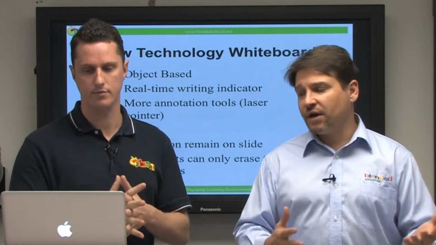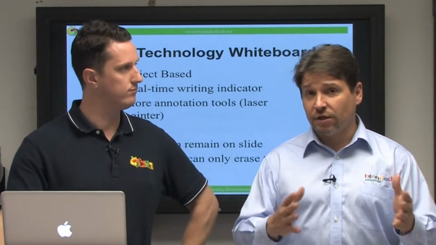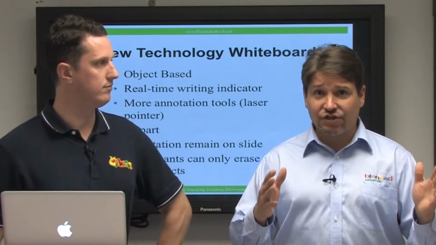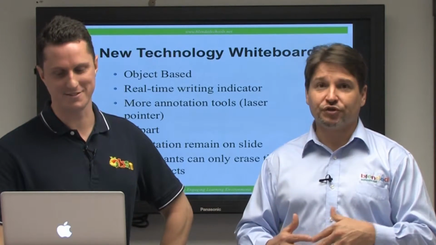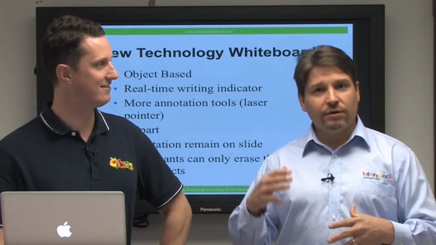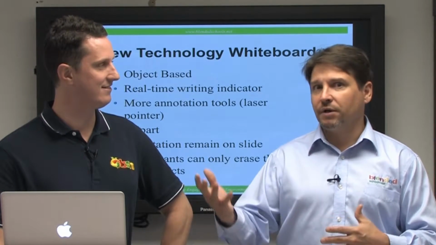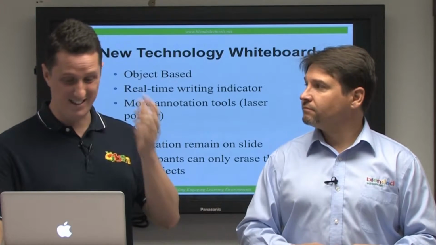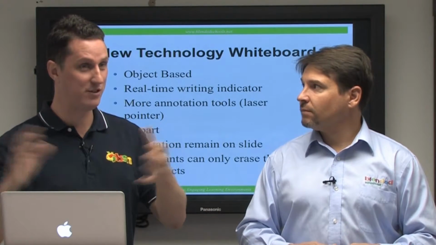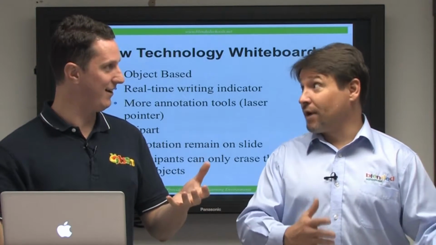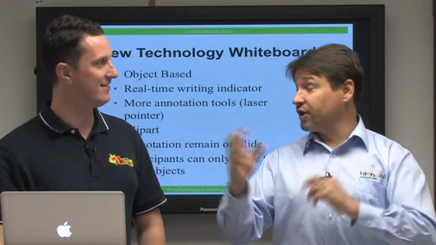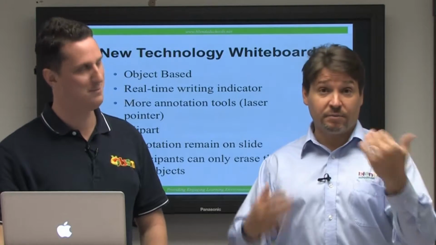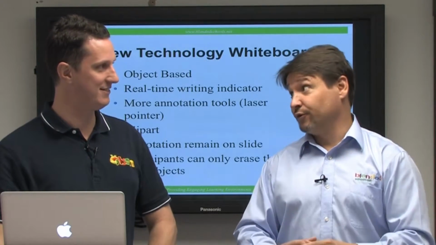And then the last and final one that we have here as far as the new technology on the whiteboard is participants can actually erase only their own objects that they put on the board. So if I put something on the board and Mark put something on the board, I can't go in and erase Mark's. Well, and also in Wimba Classroom it just erases everything. Well, you only had to erase the board or not, because it wasn't object oriented. Where being object oriented, you can actually erase each individual object, and the participants only erase their own. So that's really nice.